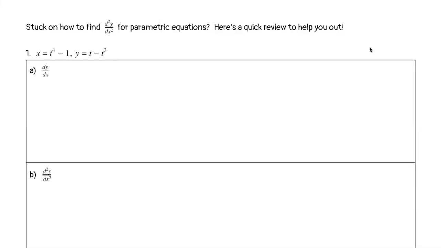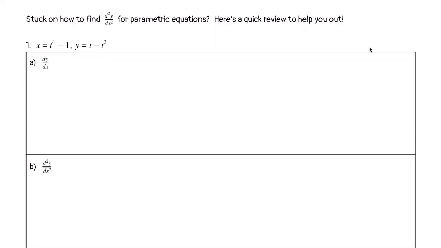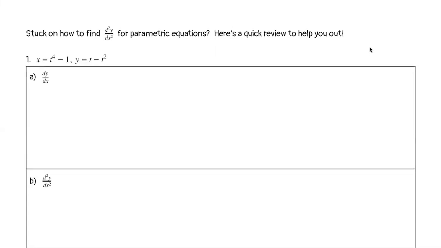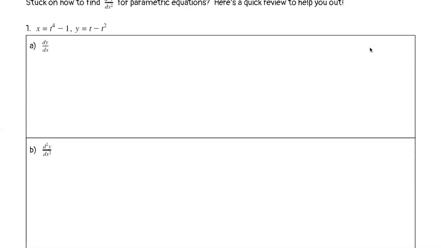All right, folks. So we're going to take a look at some extra practice problems on finding the first and the second derivative for parametric equations. Okay, so let's take a look at question number 1. Question number 1 says x equals t to the fourth minus 1 and y equals t minus t squared.